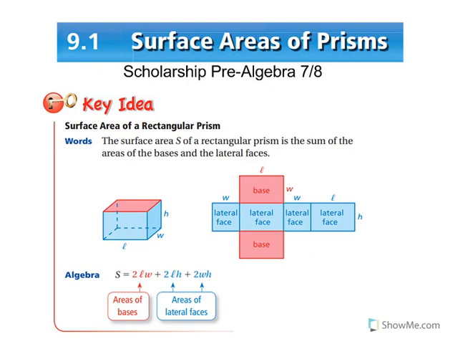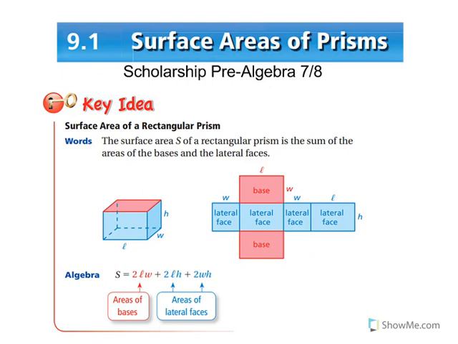All right, well, we're starting chapter 9. Chapter 9 deals with three-dimensional objects. We're looking at volume and surface area along the way. Today we're going to look at surface area of prisms. I think last year you learned how to do volume of prisms, which deals with the capacity of a three-dimensional prism.